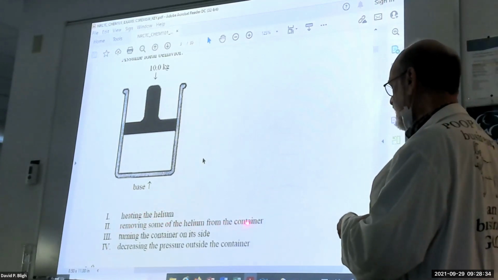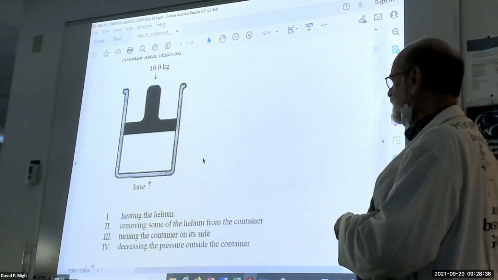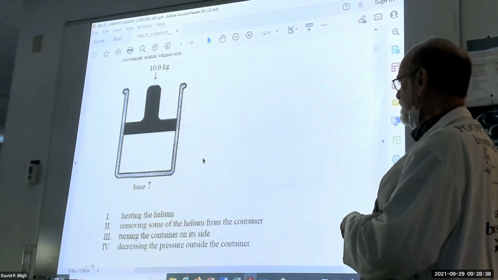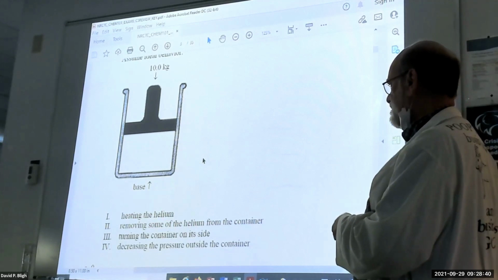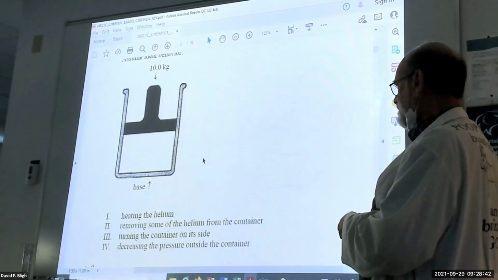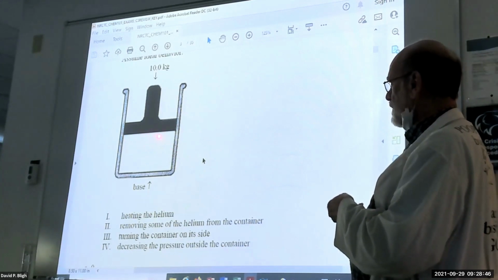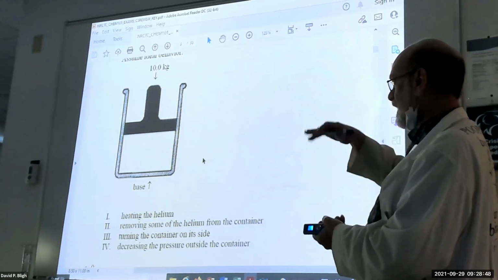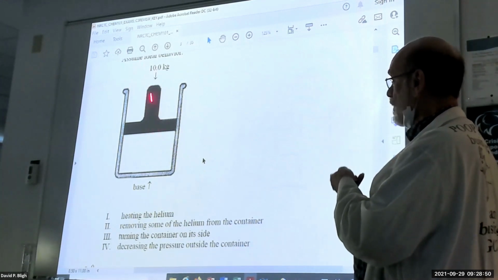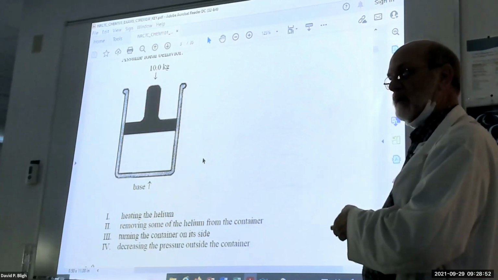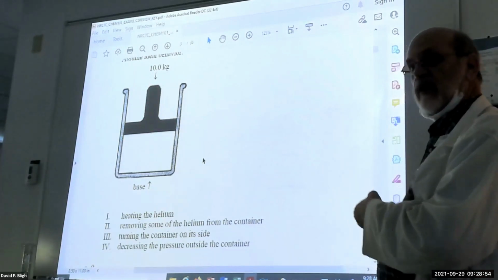Remove some of the helium from the container. What happens if you remove the helium? Well, the pressure is temporarily decreased, but will eventually stabilize because you still got that same force pressing on it. You'll decrease the volume, but the pressure won't change again.